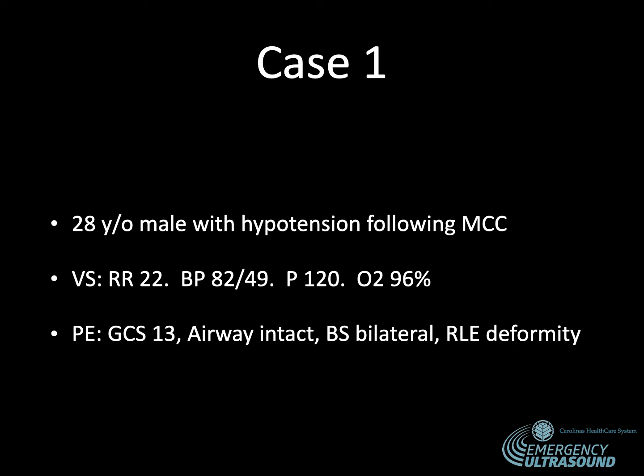So case one, you have a 28-year-old male that comes in with hypotension following a motorcycle collision. Vital signs are given, respiratory rate is 22, blood pressure is 82/49, and pulse is 120. He's satting normally, 96% on room air. You do your physical exam. You note that the airway is intact, he has breath sounds bilaterally, and a right lower extremity deformity. GCS is 13. So what do you want to do with this patient? How do you want to rapidly assess this patient for his cause of hypotension?